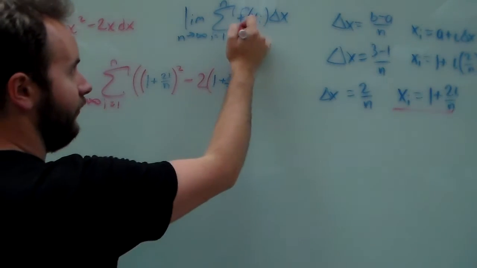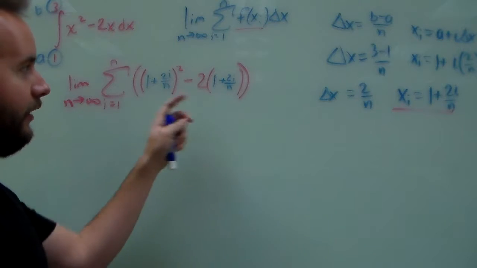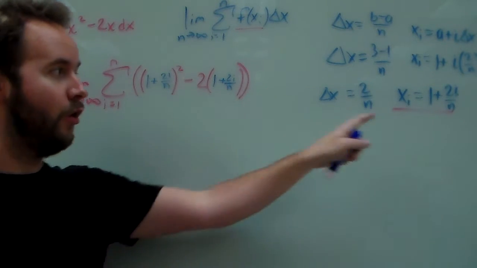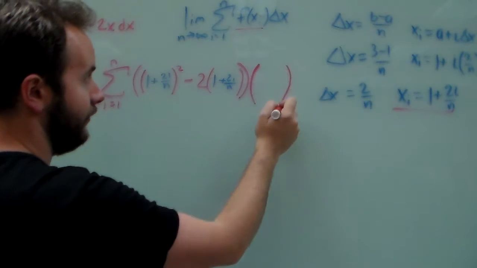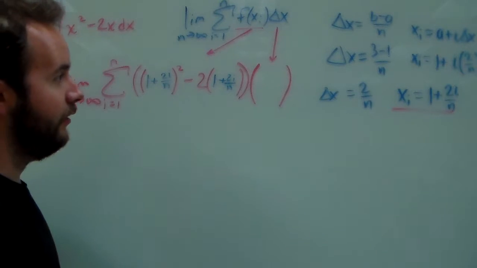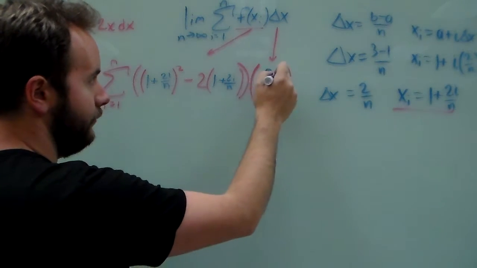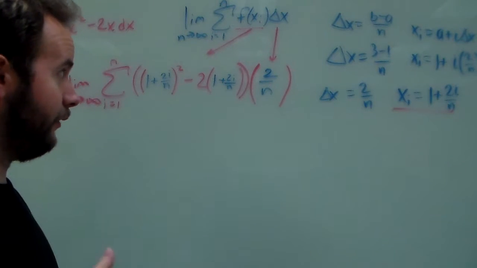Now that just takes care of the f of x sub i. So all I've done is take the function x squared minus 2x and replace every instance of x by 1 plus 2i over n. The last thing I need to do is multiply by delta x. So delta x comes down here, f of x sub i comes there, and delta x was 2 over n. Now this is all you would need to do in order to set up the Riemann sum.